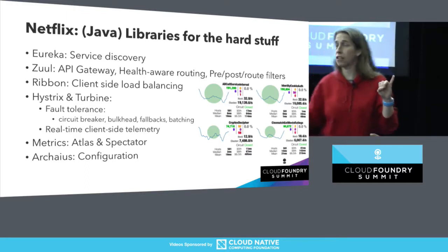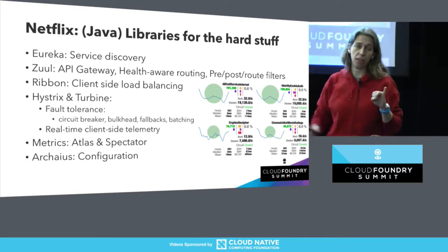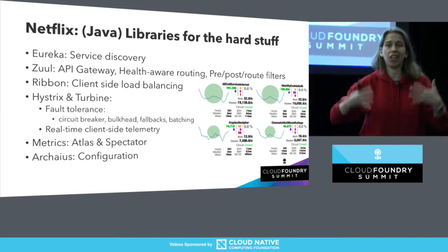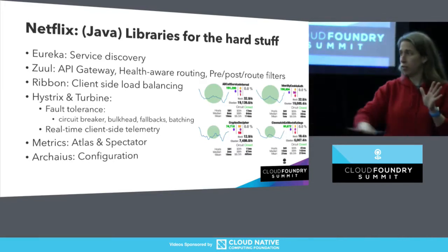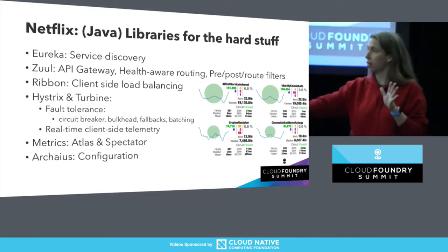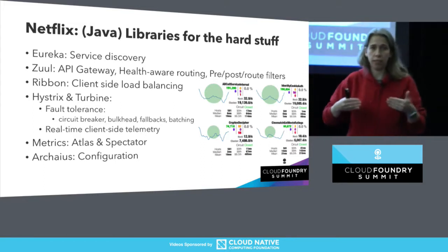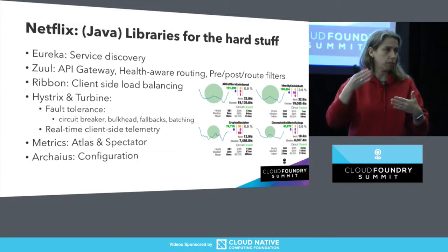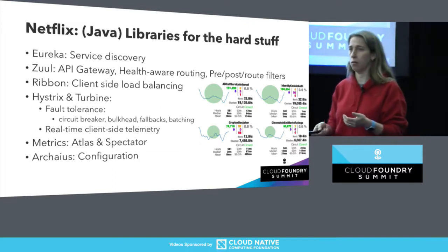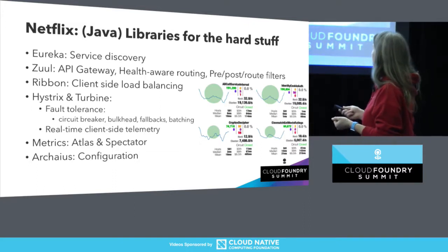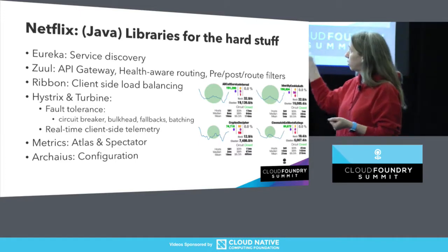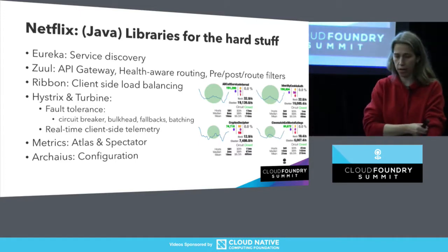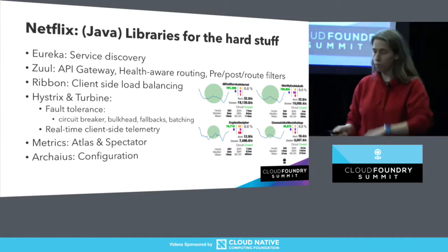The good thing about Hystrix and Turbine is the amount of data that they collect from the point of view of the client. There's all kinds of other things you can measure at the network layer, but Hystrix is the one that says, I actually tried to make the call, and this is how well it behaved, right? So that kind of feedback is incredibly important. Hystrix is really, really popular. And they also have a metrics library and Archaius configuration.